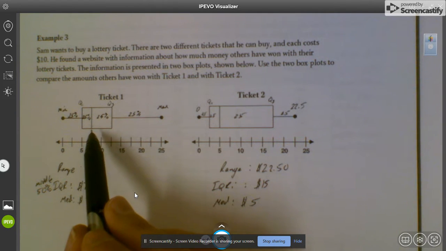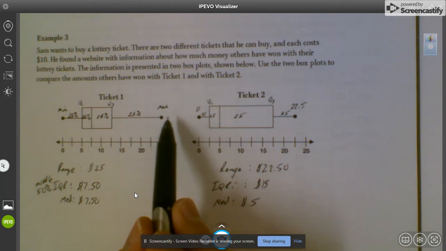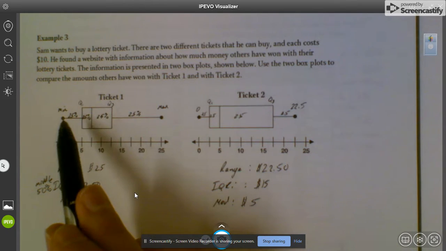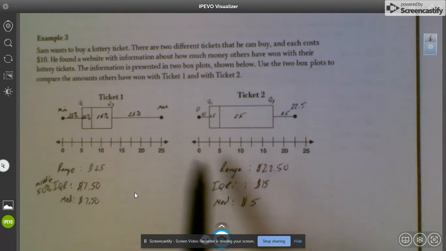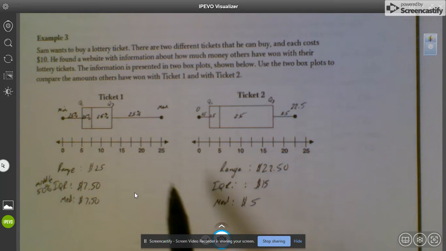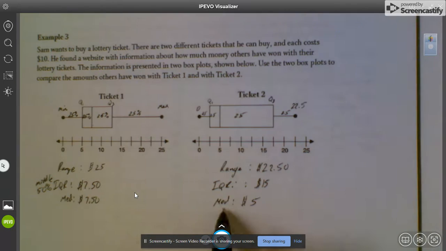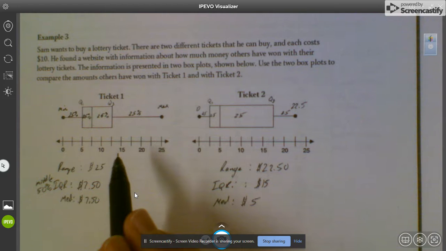Now, mean and mean absolute deviation can't be calculated here because we actually don't have the data set. We don't have all the numbers. We just have the summary of the numbers. So we have to limit our judgments to range, IQR, and the median. Median being the only real measure of center that we can pull out of this.